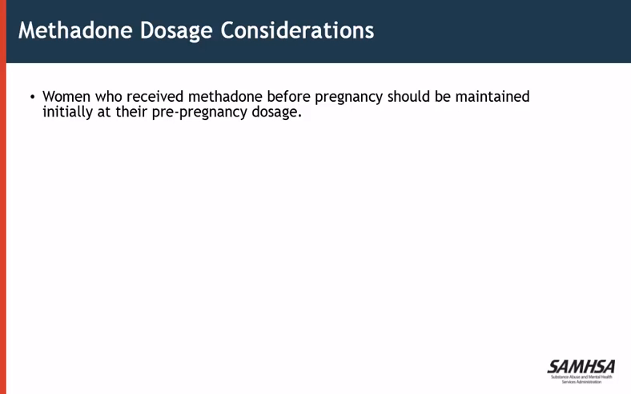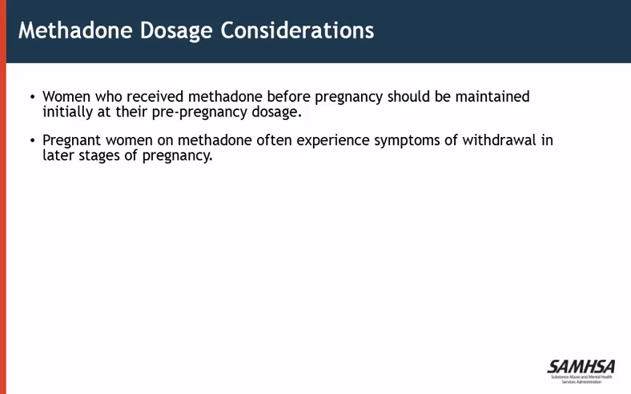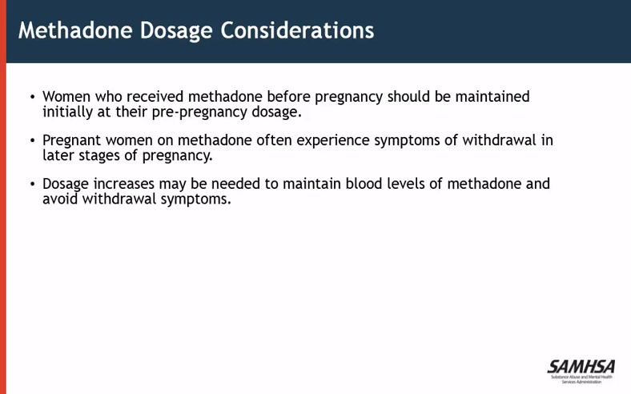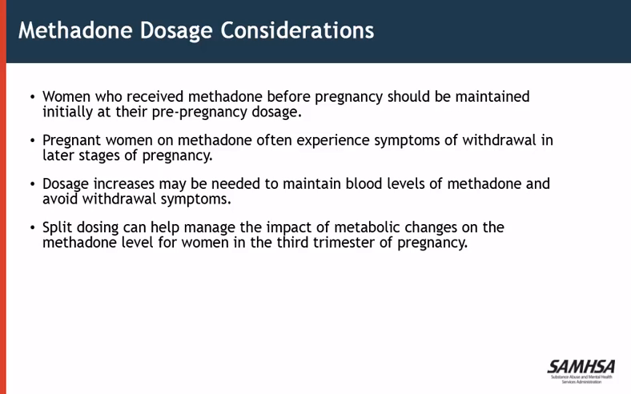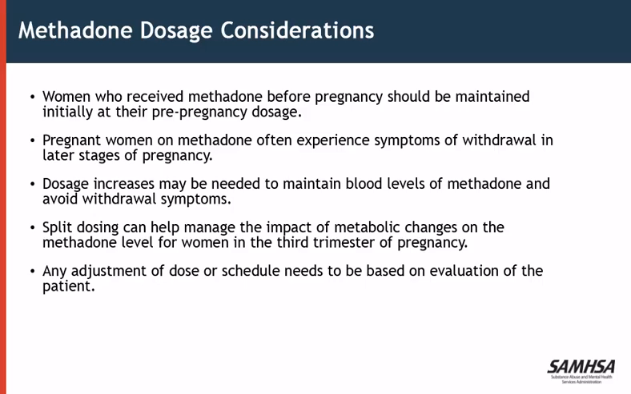Pregnancy causes important metabolic changes. As a result, during the third trimester, the dose of methadone may need to be increased or divided from once daily to twice daily. However, this is unpredictable, so decisions about increasing or splitting the methadone dose for a pregnant woman can only be made based on patient evaluation. Sometimes methadone levels need to be tested at peak and trough to determine the appropriate strategy.